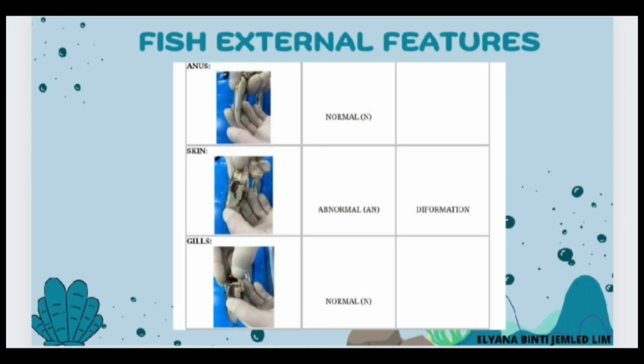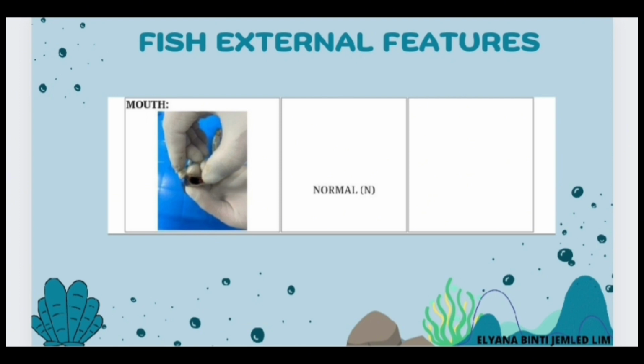After that, as you can see, the anus is normal, but the skin has a deformation that is abnormal, and the gill is normal. The last one is the mouth. The mouth of the fish that we see from external is normal. That is for me. Thank you.